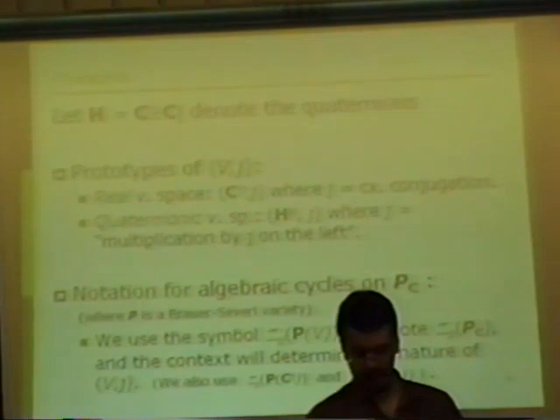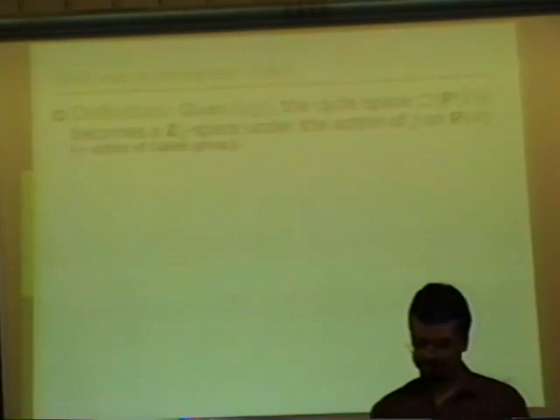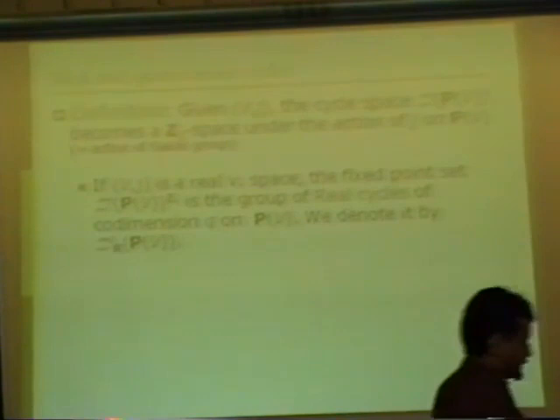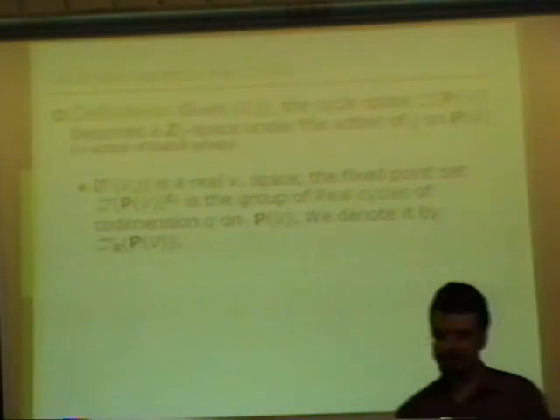Okay, so now, as we talked about before, the space of cycles of codimension q on the projectivization, on P(V), is a Z2 space under the action of the Galois group. So you can talk about the fixed point set under the action, and the fixed point set gives the space of real cycles of codimension q on projective space. That's the notation Z^q of R, P(V). The small r means that V is a real vector space in that sense, and that the cycles are fixed by the action. So those are the real cycles.